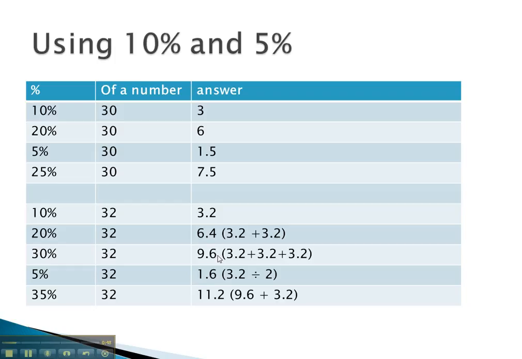I can then combine all that stuff together. If I know 30% is 9.6 and 5% is 1.6, then 35% is going to be these two things added together, 11.2. Easy peasy.